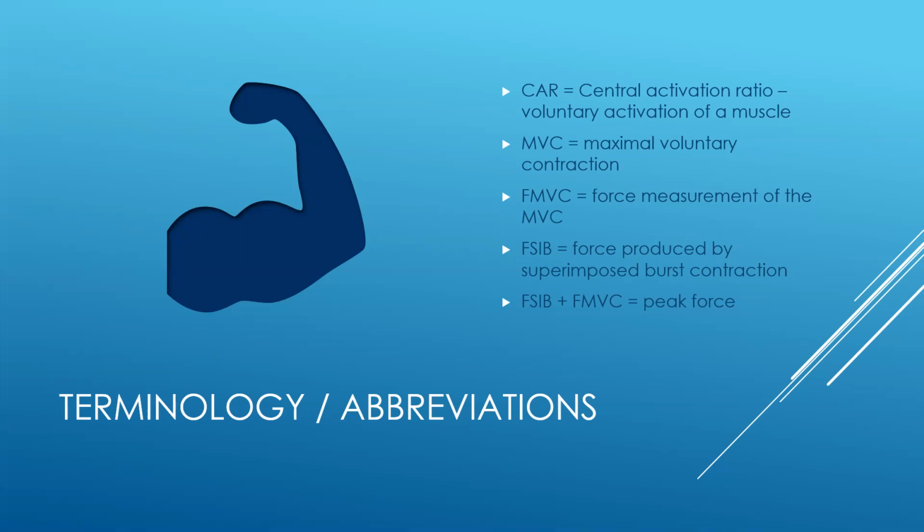The FMVC and the FSIB are the forces that are produced. The FMVC is the force produced by that MVC of that quadriceps. The FSIB is the force produced by a superimposed burst contraction. And the superimposed burst contraction is a stimulation that is applied to the quadriceps during that maximum voluntary contraction to produce that final boost of CAR, that voluntary activation. If you combine the FSIB and the FMVC, you get the peak force.